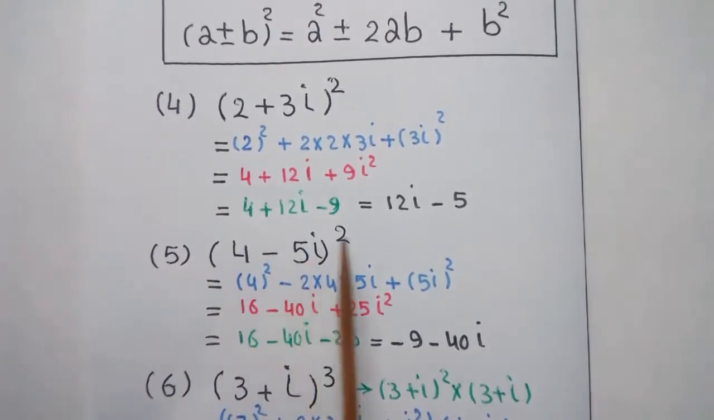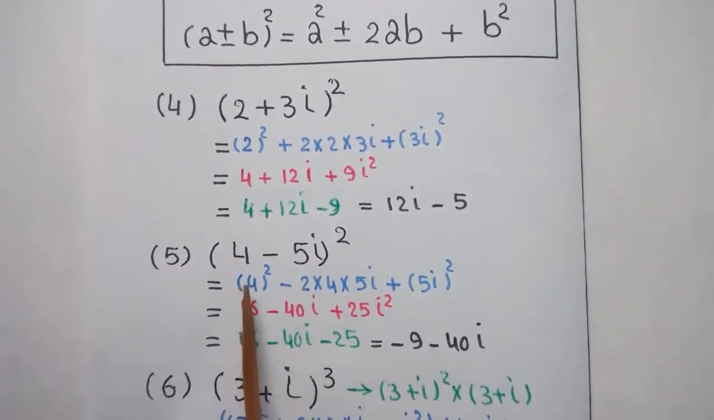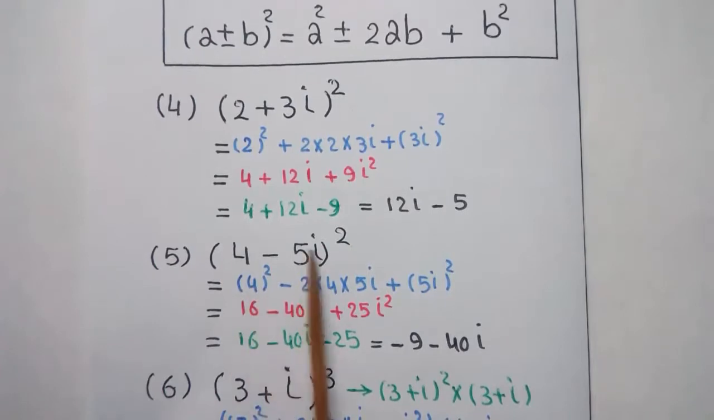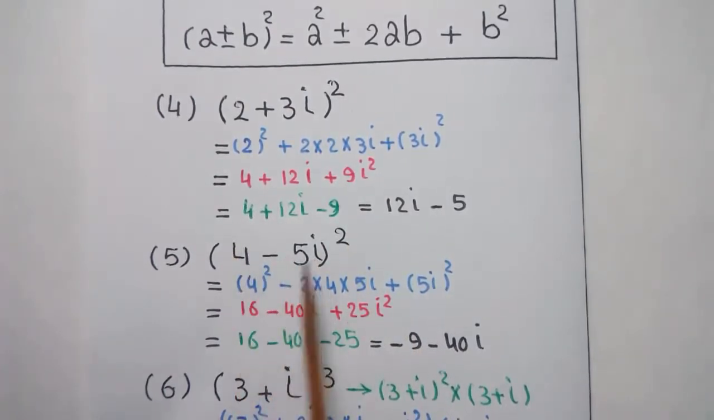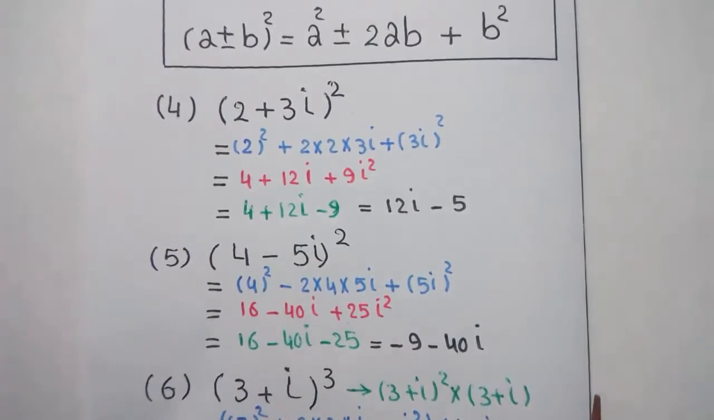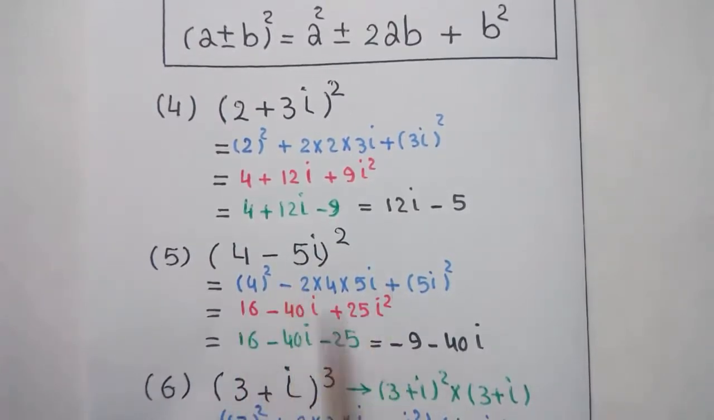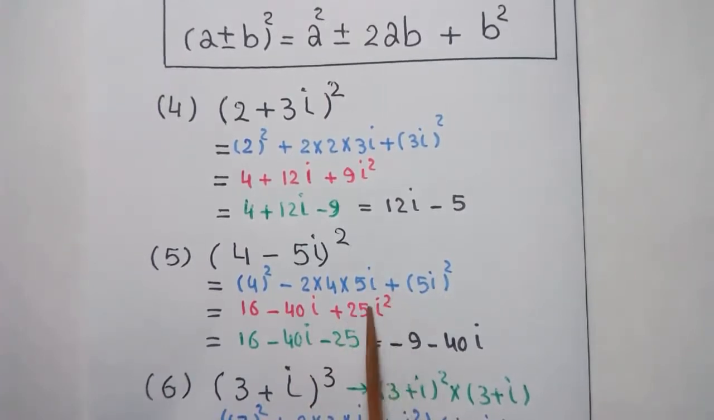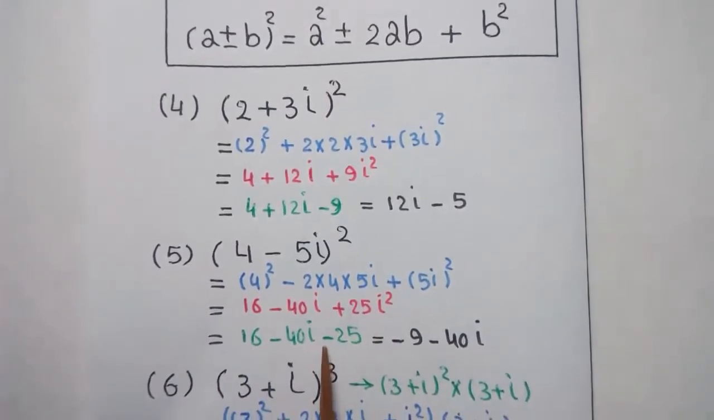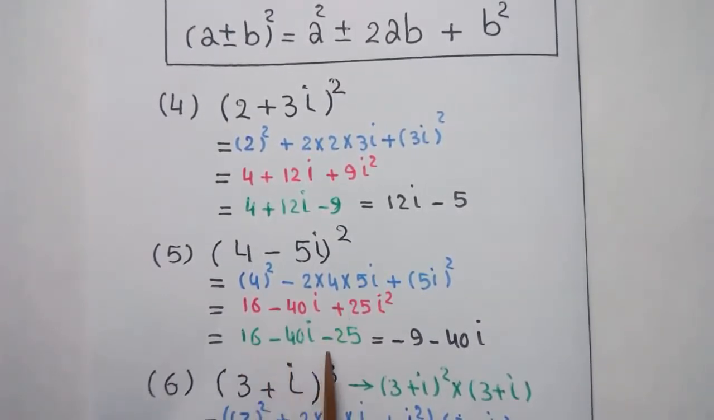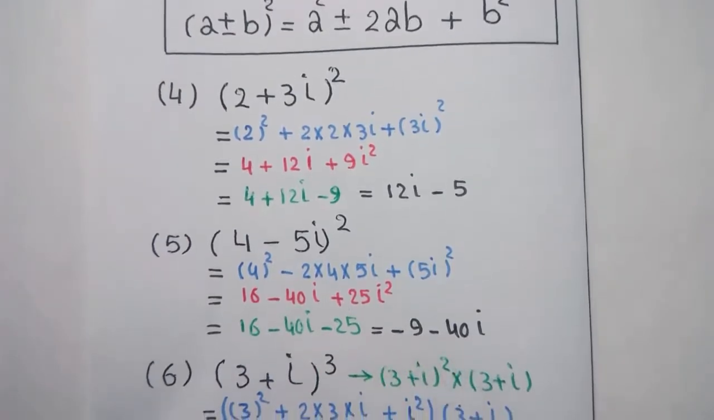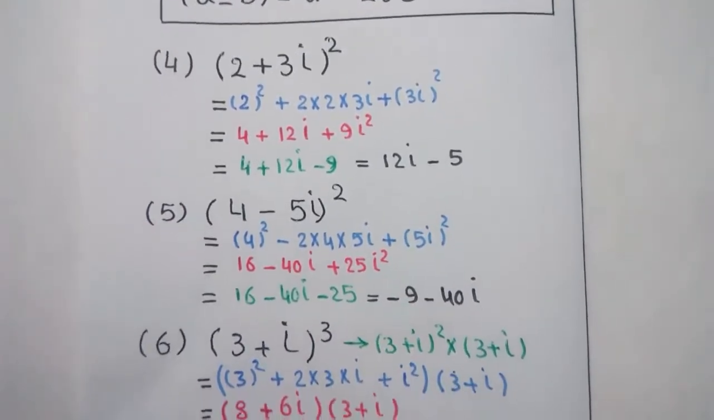(4 minus 5i) all power 2. 4 power 2, (5i) power 2, 2 times 4 times negative 5i. It will be 16 minus 40i plus 25i power 2. I power 2 will be changed to negative, so 16 minus 40i minus 25. Negative 9 minus 40i.